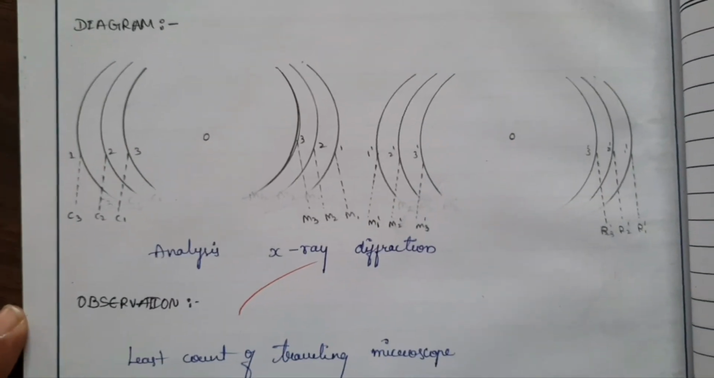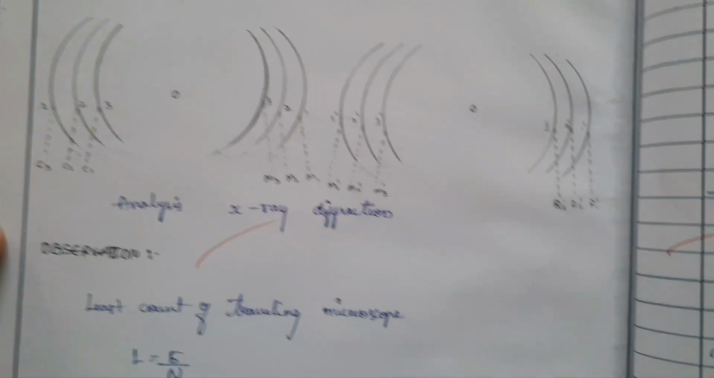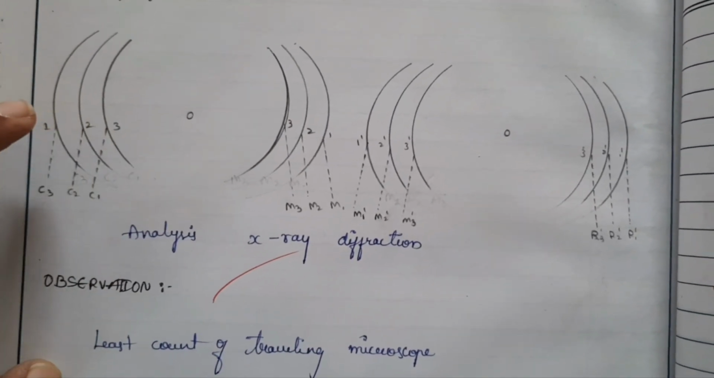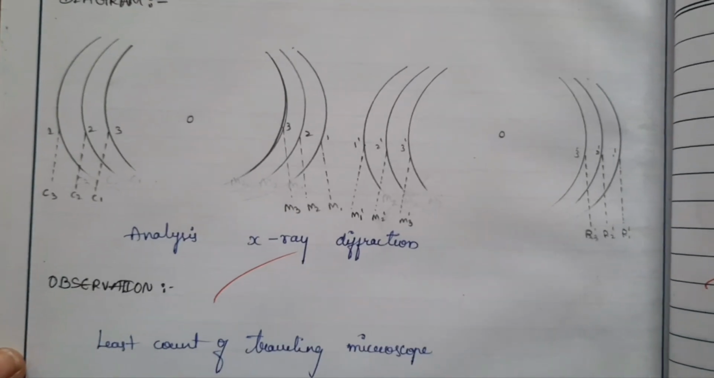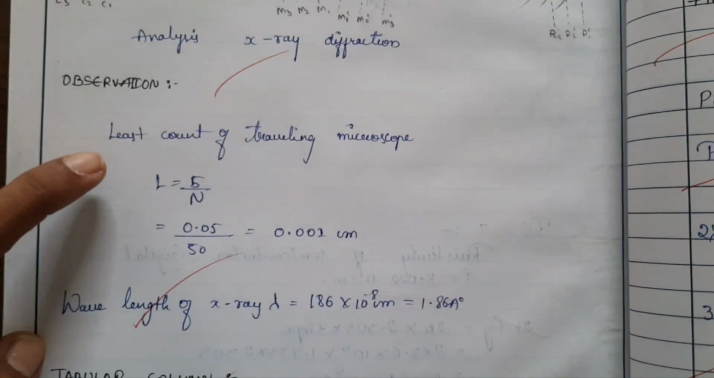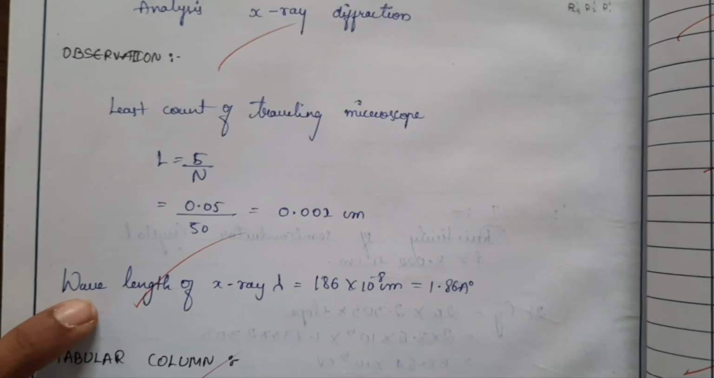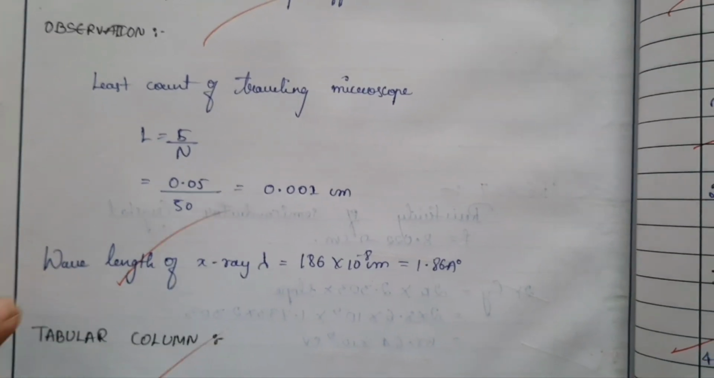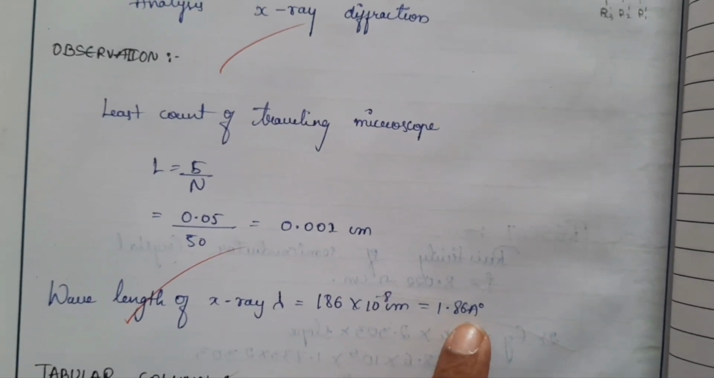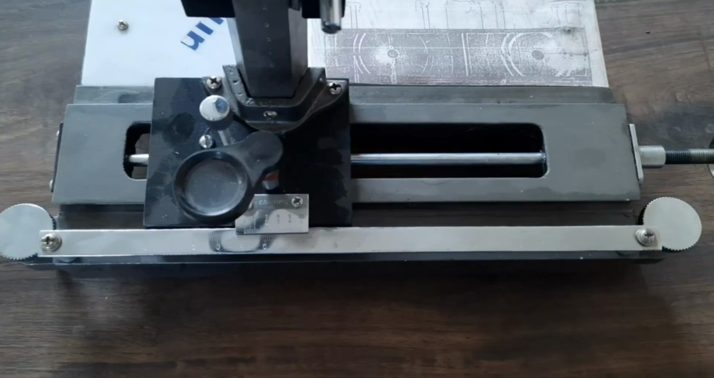So here if we draw the diagram for the X-ray diffraction film, we can see here. We have to find out the interplanar spacing between the lines. First we need to find out the least count of the traveling microscope. Then, whatever the wavelength of the X-ray, it is always near 1 angstrom. So here the wavelength of the X-ray is 1.86 angstrom. In terms of meter, it is 10 to the power minus 8 centimeter.